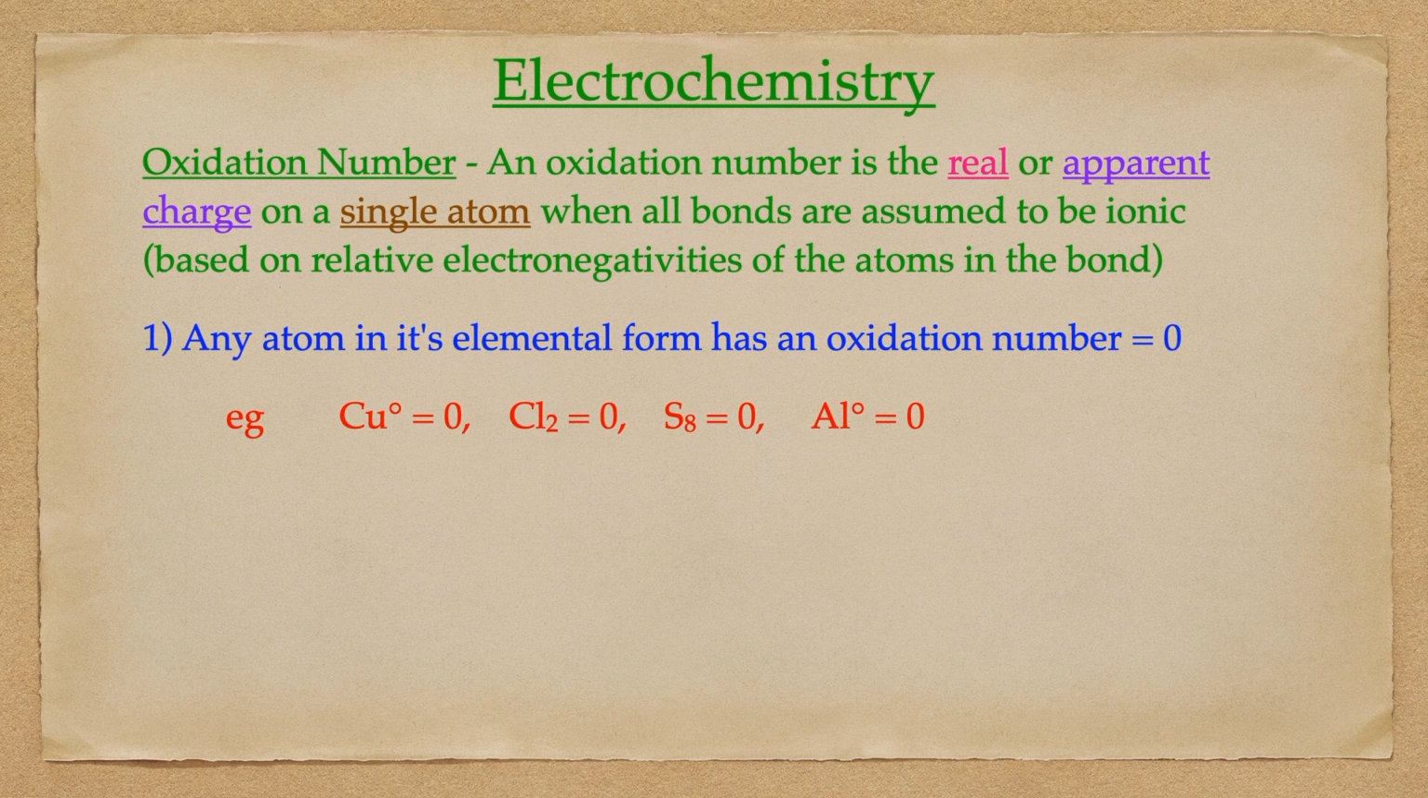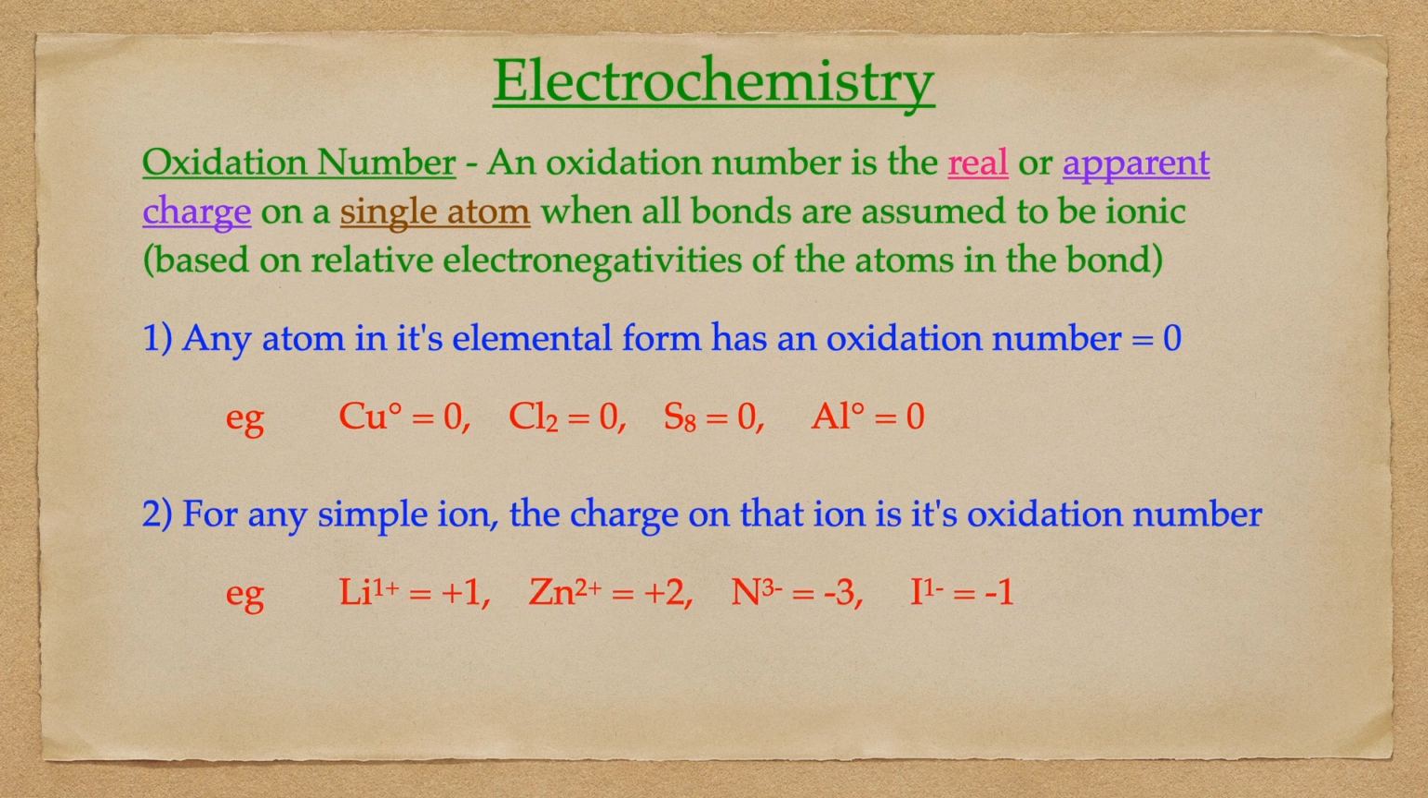Any atom in its pure elemental form will be assigned an oxidation number of 0. For instance, neutral copper, 0. Chlorine gas, 0. Sulfur, yellow sulfur in the form of S8, 0. And of course, aluminum metal also an oxidation number of 0.